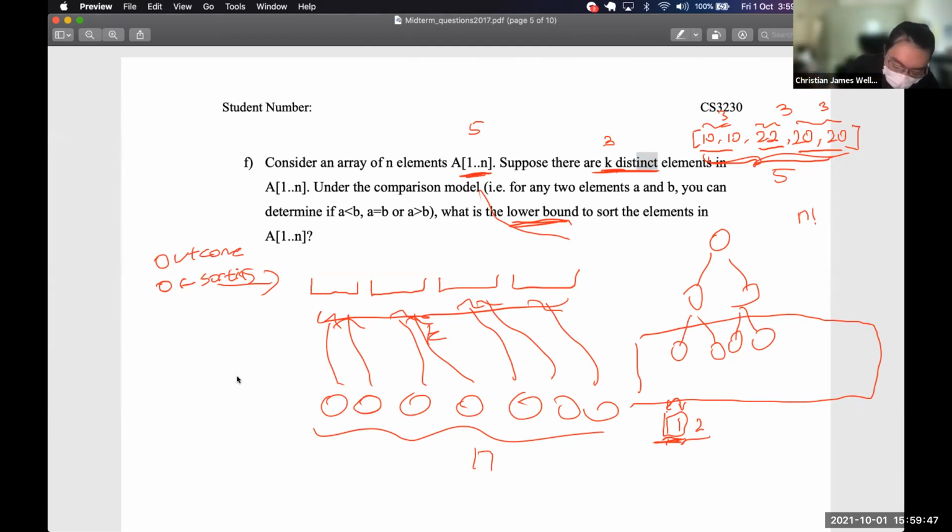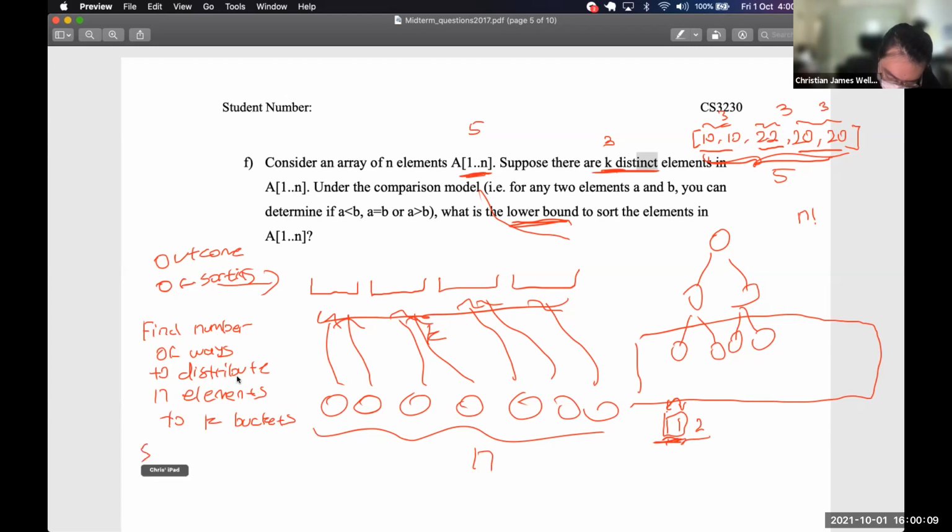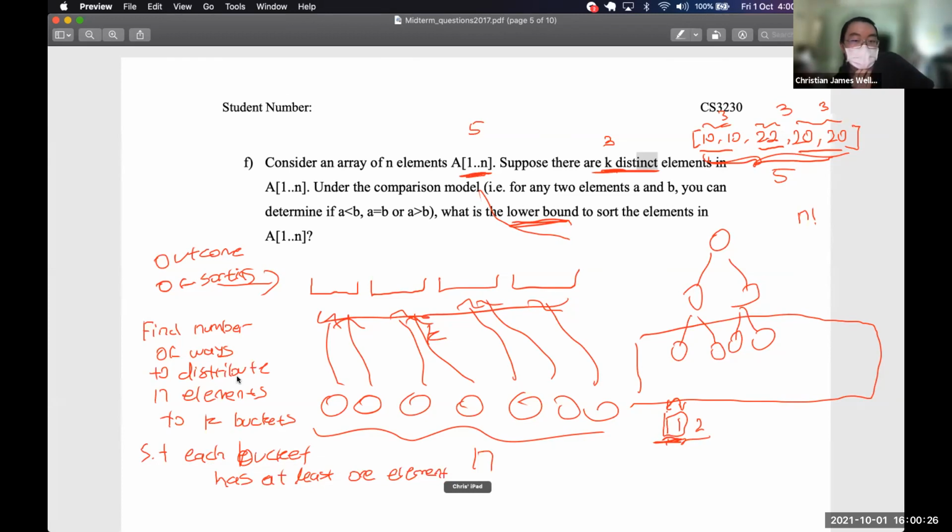So the idea is to find the number of ways to distribute n elements to k buckets such that each bucket has at least 1 element. Yeah, this is what I was thinking along these lines.